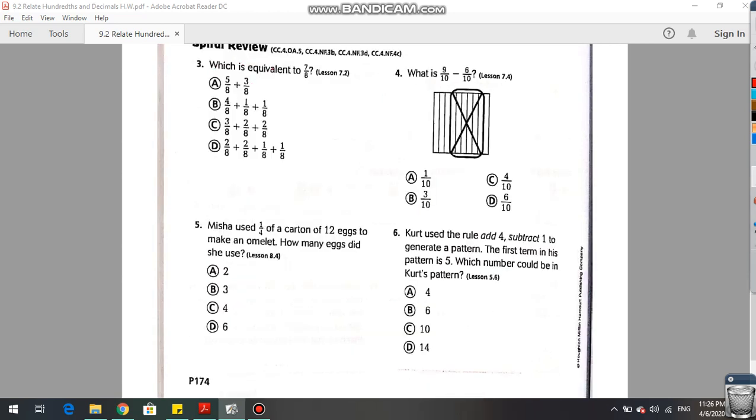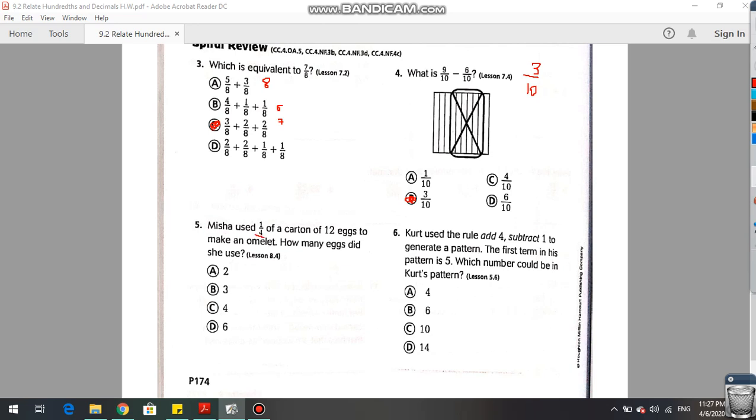Number 3, which is equivalent to 7 over 8. Let's see. 5 plus 3 equals 8, and I need numerator 7, so it's not A. 4 plus 1, 5. 5 plus 1, 6. No, I need 7. 3 plus 2 equals 5. 5 plus 2, 7, so it's number C. What is 9 tenths minus 6 tenths? Look, 9 minus 6 equals 3, and denominator never changes. So my answer is 3 tenths.